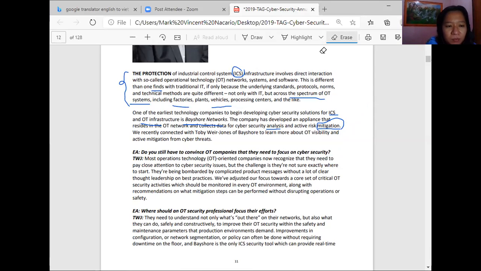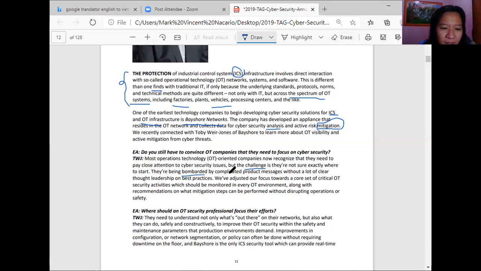But most operation technology oriented companies now recognize that they need to pay close attention to cybersecurity issues. But the challenge is they are not sure exactly where to start. And the issue is they are being bombarded.